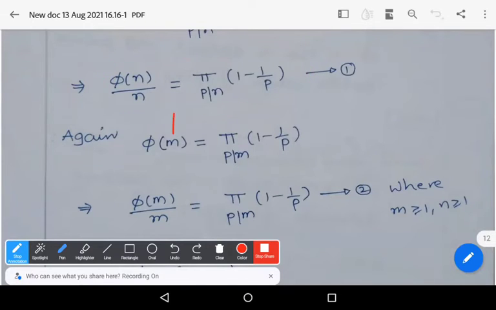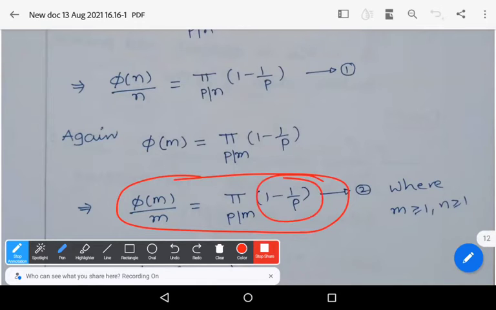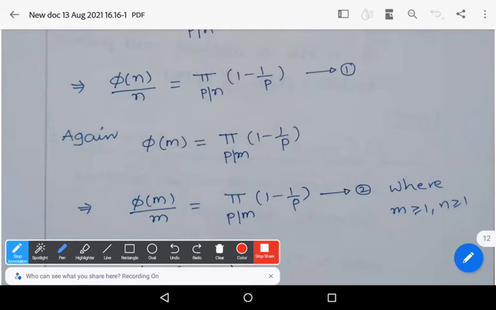Similarly for the number m, φ of m is equal to m into the product over p dividing m of 1 minus 1 by p. By shifting this m to the left side, you get this step. φ of m divided by m is equal to the product over p dividing m of 1 minus 1 by p, where both m comma n are greater than or equal to 1. Let these be equation 1 and equation 2.